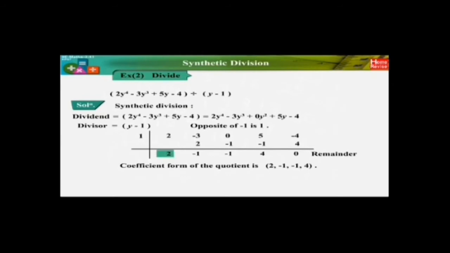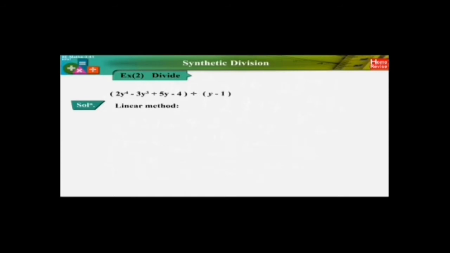Here the coefficient form of the quotient is 2, minus 1, minus 1, 4. And the quotient is 2y cube minus y square minus y plus 4. And the remainder is equal to 0. Same we will do by the linear method also.